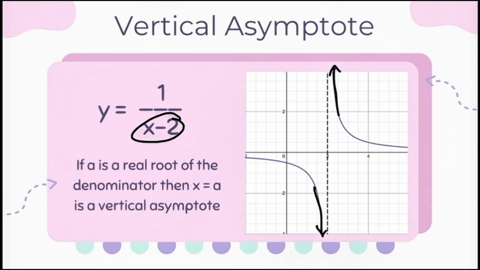denominator equal to 0. And then we have here, if a is a real root of the denominator, then x equals a is a vertical asymptote. And that is just when the denominator equals 0 and it doesn't exist.